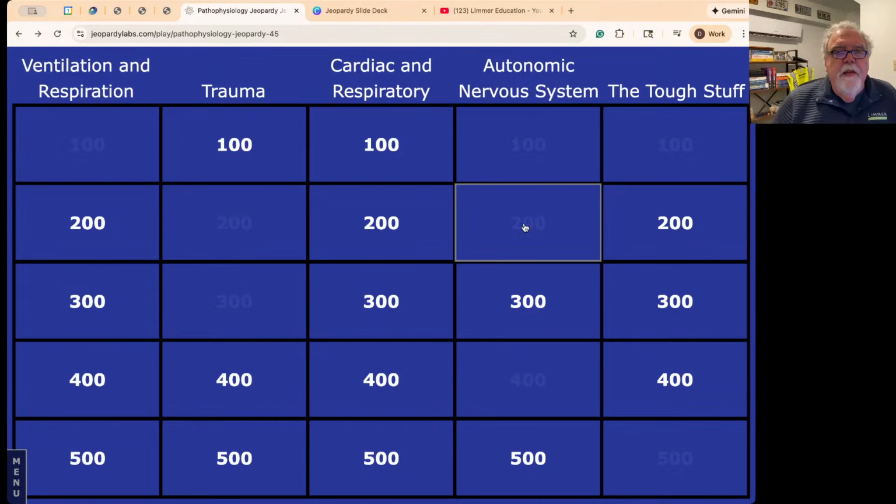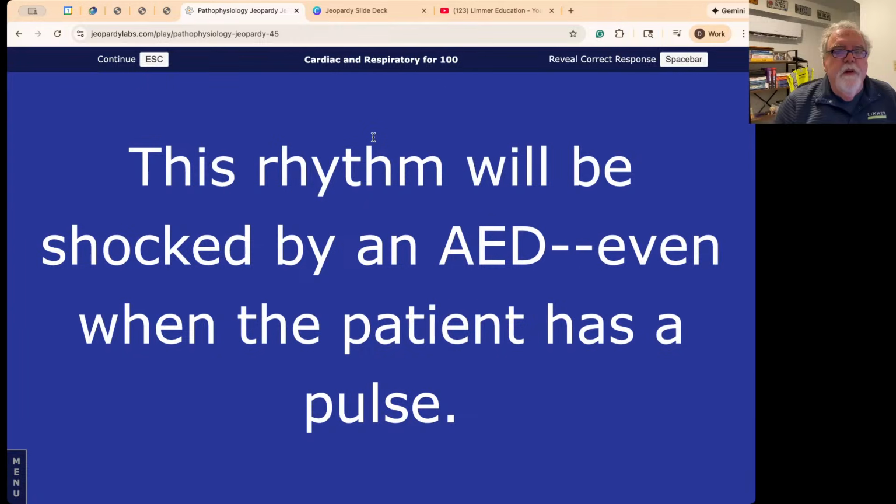We've done nothing in cardiac and respiratory yet. I don't see anything in there, so I'm going to go up to 100. Let's start relatively easy with cardiac and respiratory. This rhythm will be shocked by an AED even when the patient has a pulse.